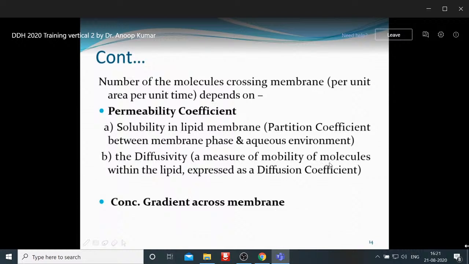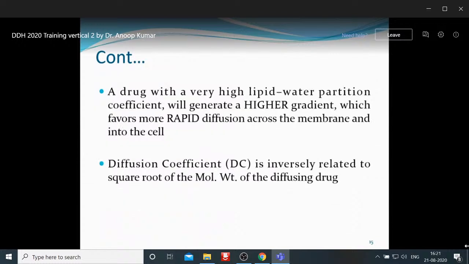Diffusivity is a measure of the mobility of a molecule within the lipid, expressed as a diffusion coefficient. Another thing on which the number of molecules crossing per unit area per unit time depends is the concentration gradient across the cell membranes. In passive diffusion, the molecules move across the cell membranes from higher concentration to lower concentration. That is what we call passive diffusion.